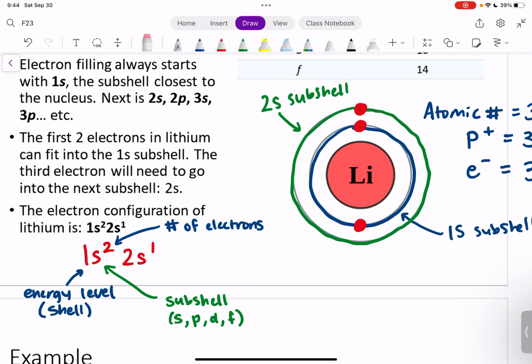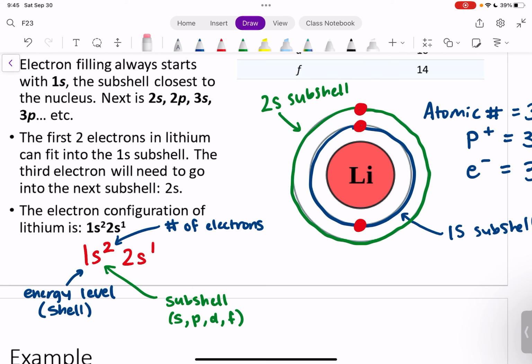So looking over here, I'm looking at my 1s subshell and I'm saying, okay, I've got 2 electrons in that 1s subshell. So that's why I've got my energy level 1, my S is my subshell, and the number of electrons in that subshell is written as a superscript, almost like an exponent.